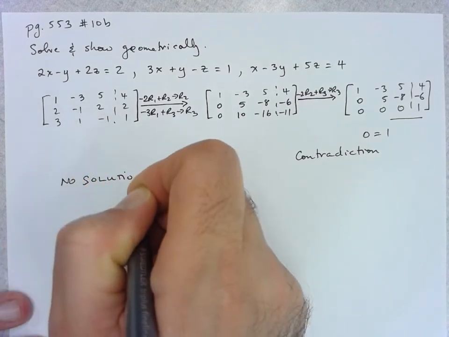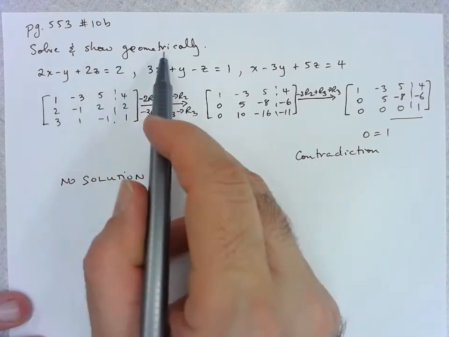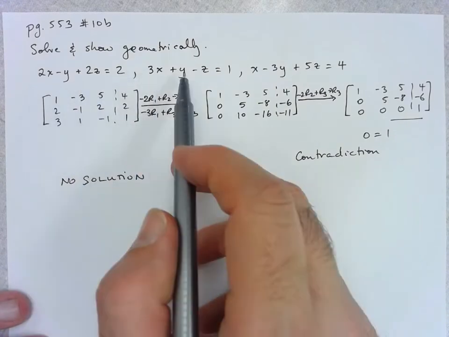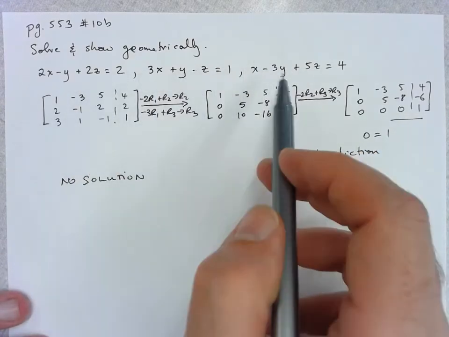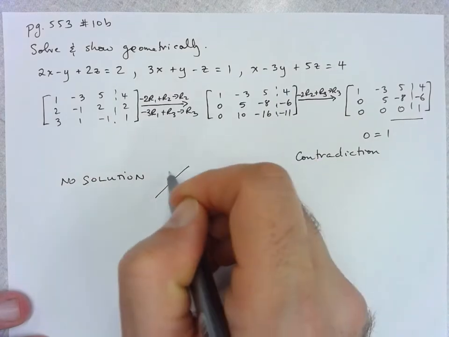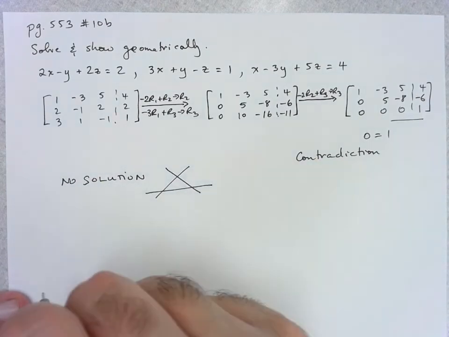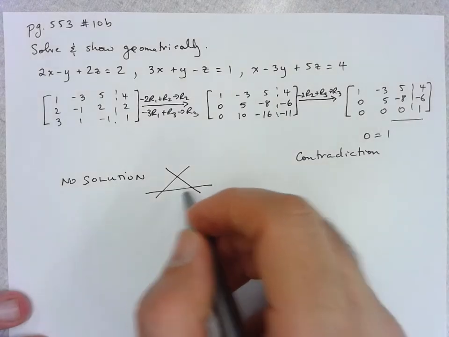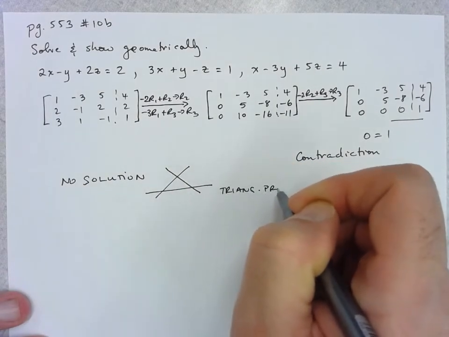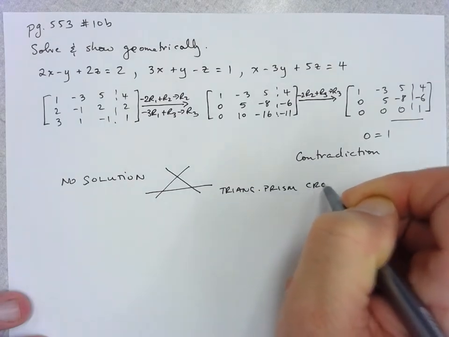Okay, but they want more than that. They want us to demonstrate this geometrically. Okay, so since none of these planes are parallel, if I think of this geometrically, and there's no solution, the only possibility is the triangular prism here. Okay, where this is a cross section. So here we have our triangular prism cross section.